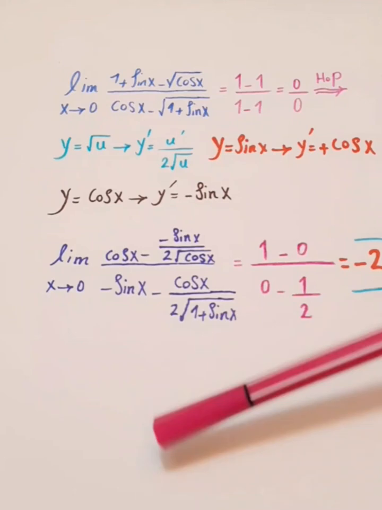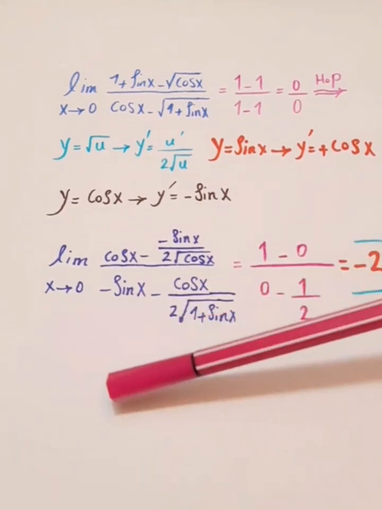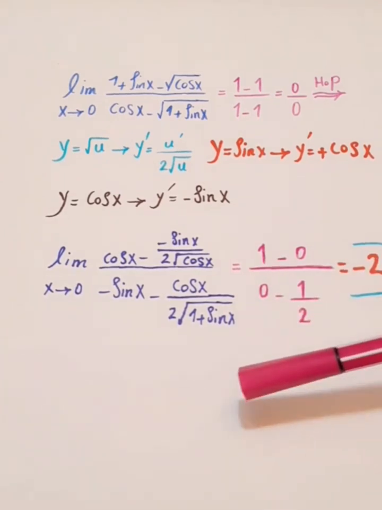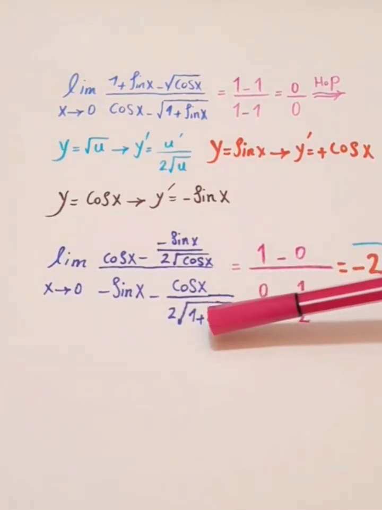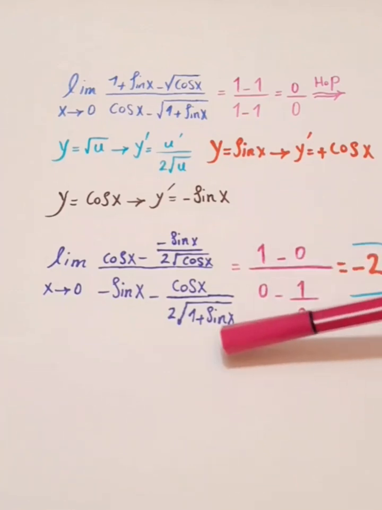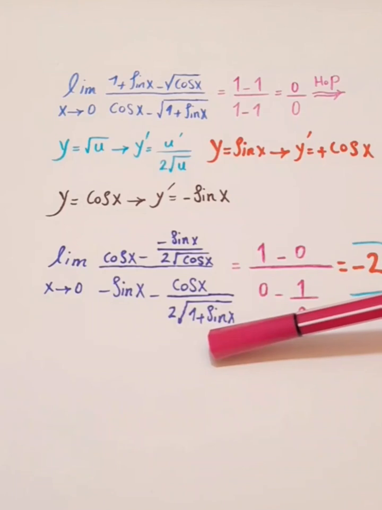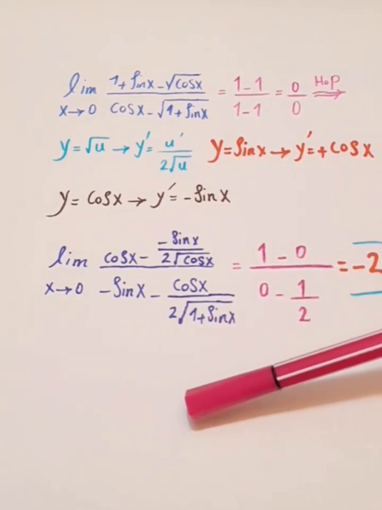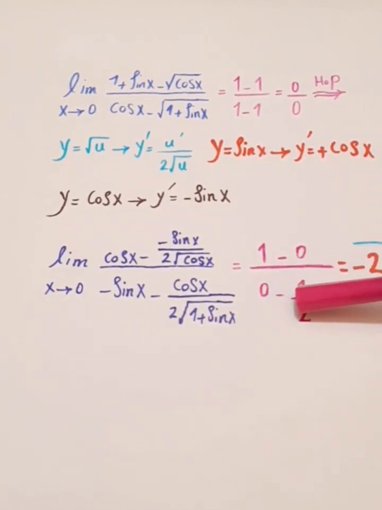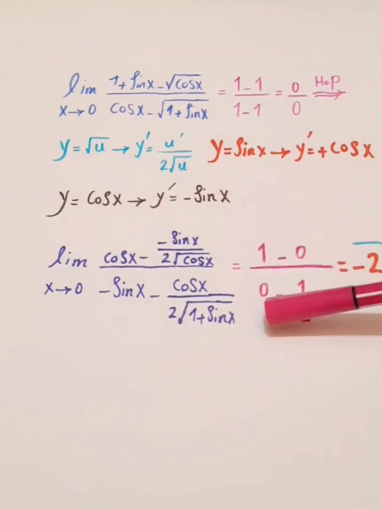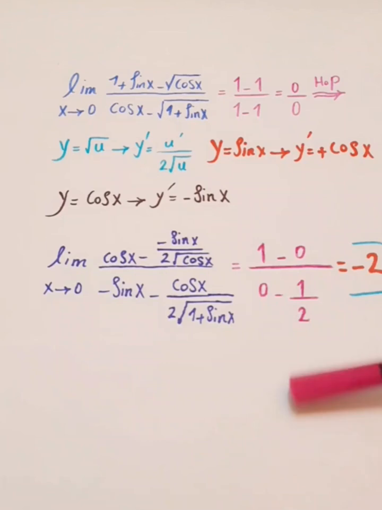And for this one, we can put 0 for sine x. So I can write 0, because the sine of 0 is equal to 0, minus the cosine of 0, which is 1, over 2 times the square root of 1 plus sine of 0. Sine of 0 is equal to 0. So I can write it as 1 over 2, and we have minus here, so I put it here. And I can write the final answer, 1 over minus 1 over 2, and the final answer will be equal to negative 2.